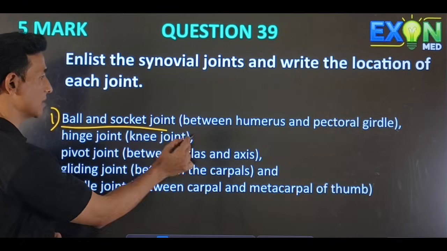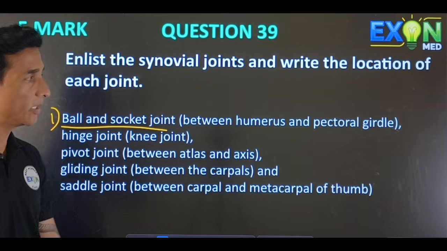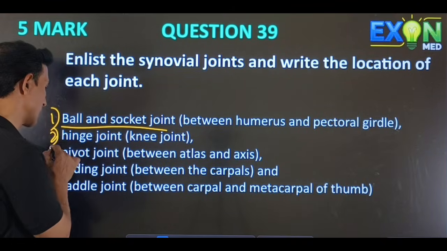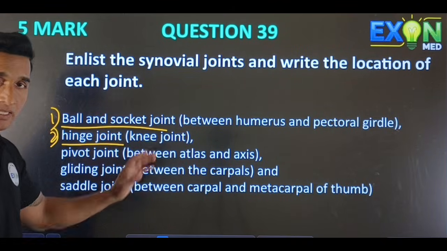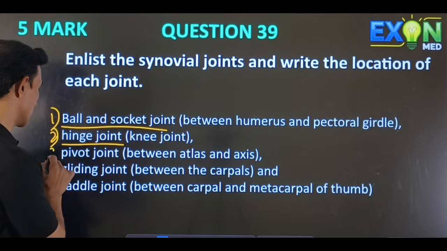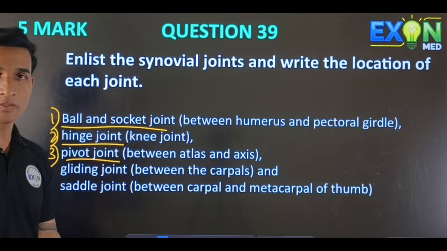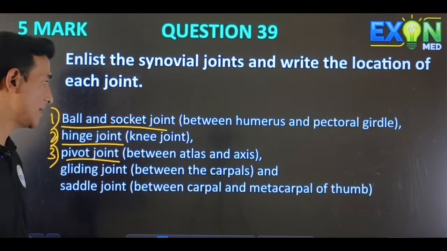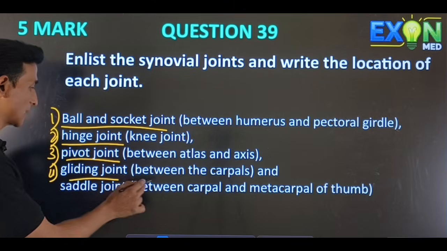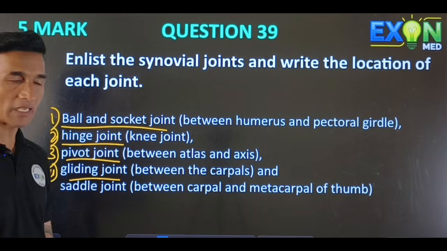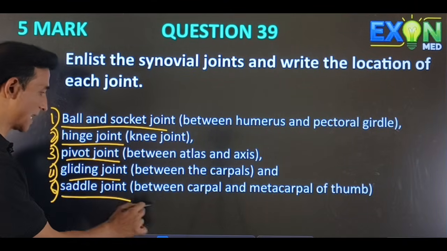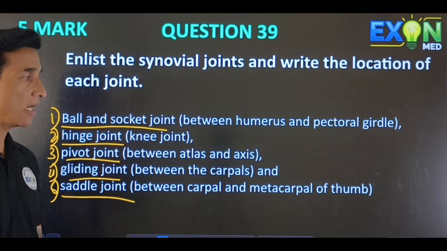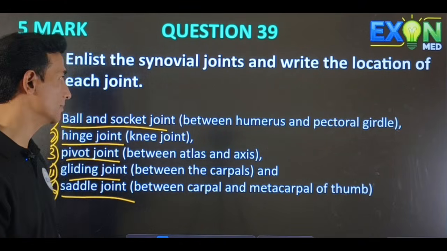The first one is the ball and socket joint, which is present between the humerus and pectoral girdle. Second one is the hinge joint, which is present in the knee. And the third one is the pivot joint, which is present between the atlas and axis. Fourth one is the gliding joint, which is present between the carpals. And the fifth one is the saddle joint, between carpal and metacarpal of the thumb.